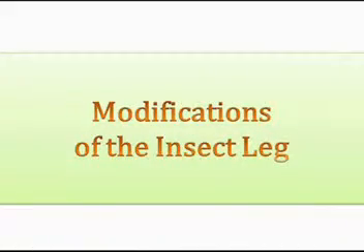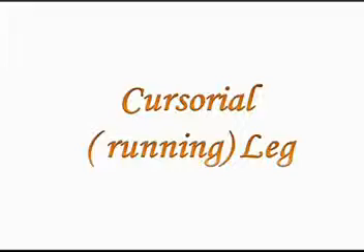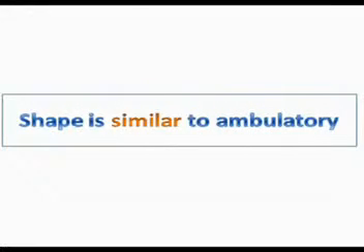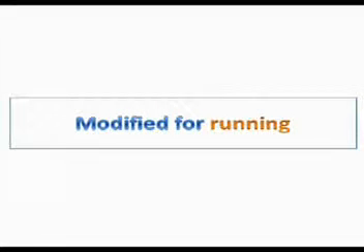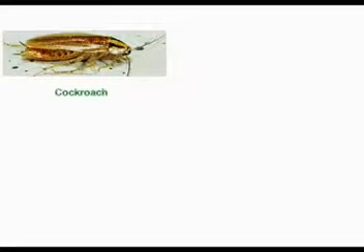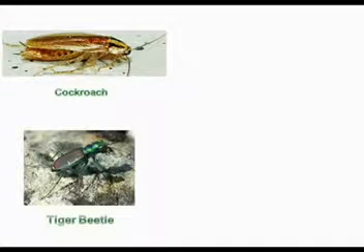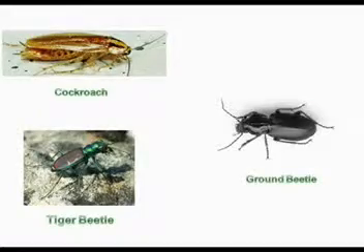Modifications in the insect leg means changes in the basic structure of the insect leg according to the function required. Many insects have modified their legs to perform other functions also. These legs are cursorial legs. Cursorial or running leg is similar to ambulatory leg in shape. Namely, it is thin and elongate, but it is modified for running. Examples of insects having cursorial legs include cockroaches, tiger beetle, and ground beetle.